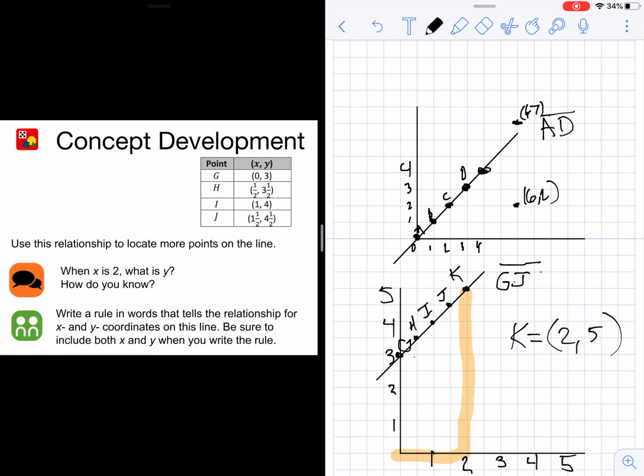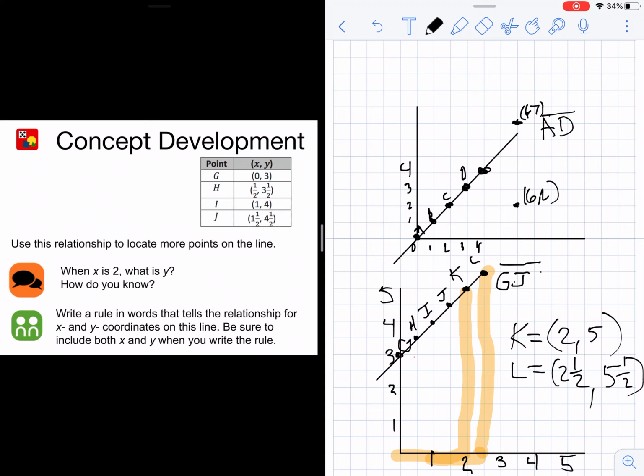And if x is 2.5, our y is going to be 5.5. And how do I know that? Because 5.5 is 3 more than 2.5. So if we go over to 2.5 and up, our next point here is going to be L, which is (2.5, 5.5).